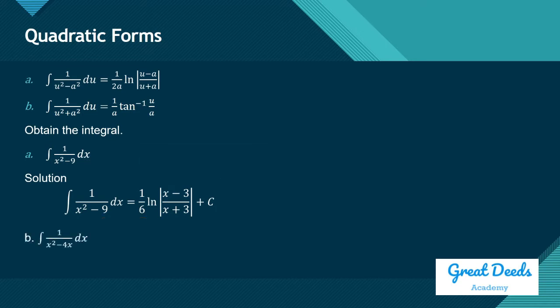How about this? So this one requires completing the square. The integral of 1 over x squared minus 4x dx. So let us work on x squared minus 4x. Again, you call this quadratic in form not because the function is a quadratic function, but because the functions in the denominator are quadratic in form, okay? So let us work on the denominator.